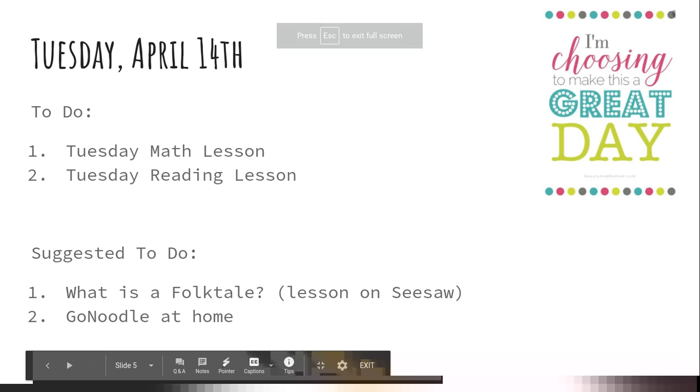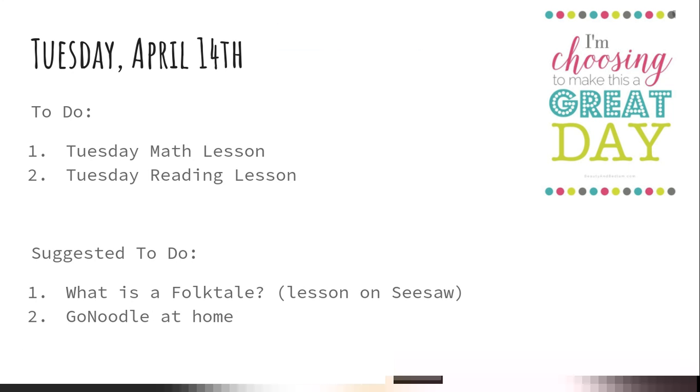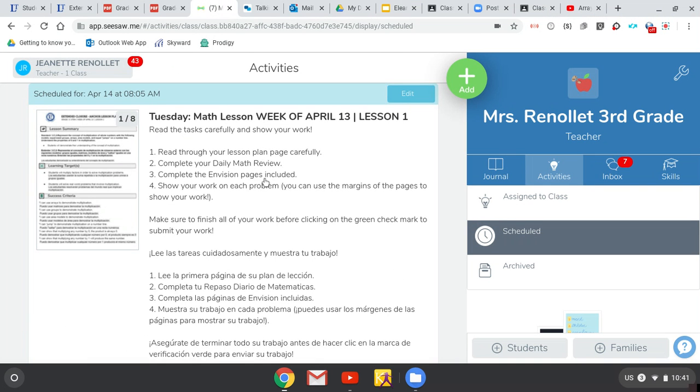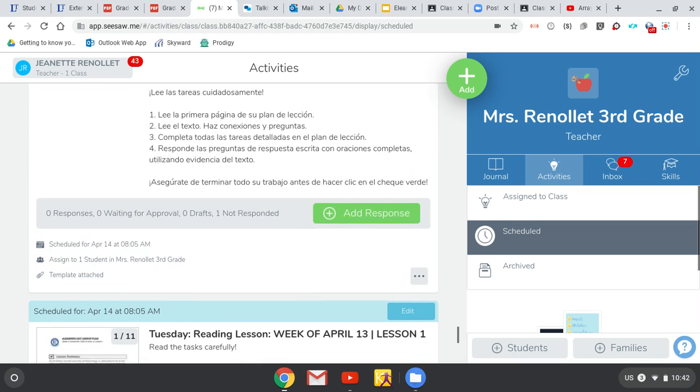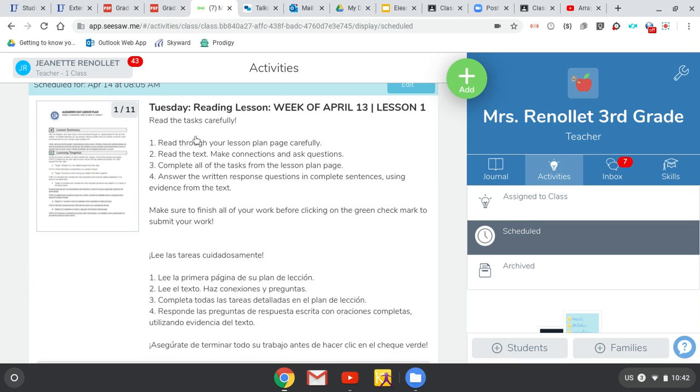After you complete your math lesson, you can look at Tuesday's reading lesson. If you're working on Seesaw, your reading lesson will look like this. It'll say Tuesday, what the task is, our reading lesson, and this week's date, the week of April 13th.